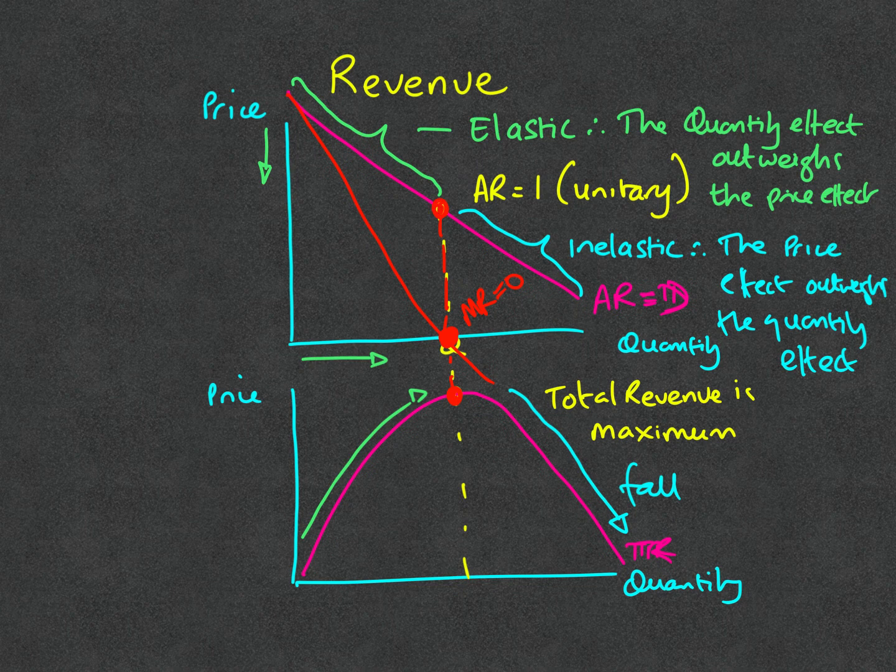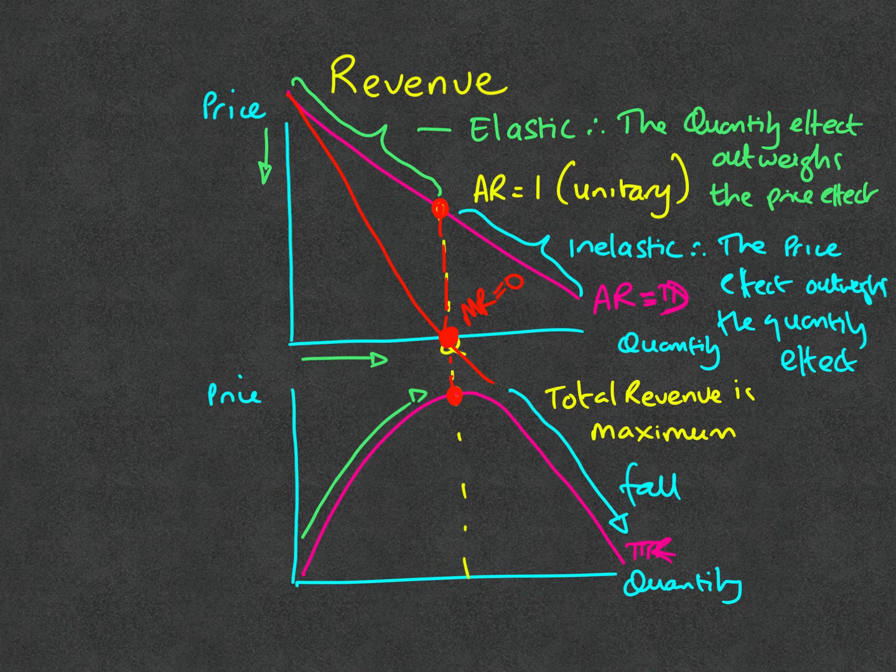And that's your link between average revenue, marginal revenue, and total revenue. Average revenue, when it's unitary, the marginal revenue is 0. And when the marginal revenue is 0, the total revenue is at a maximum. And again, either side of the marginal revenue being 0, you can also work out things related to total revenue.